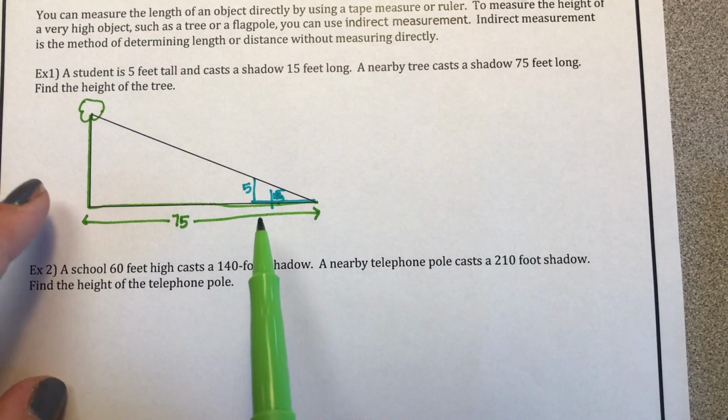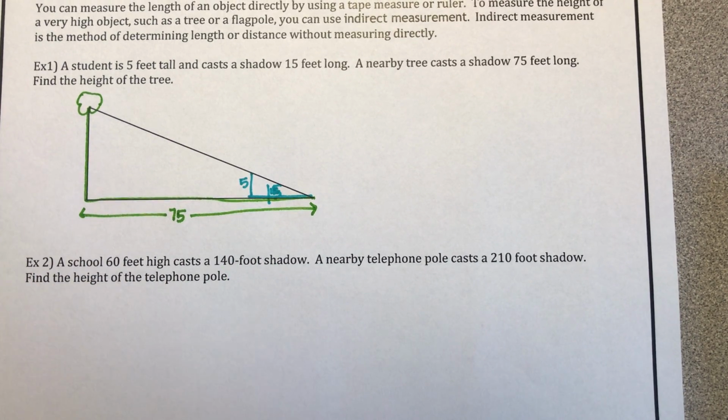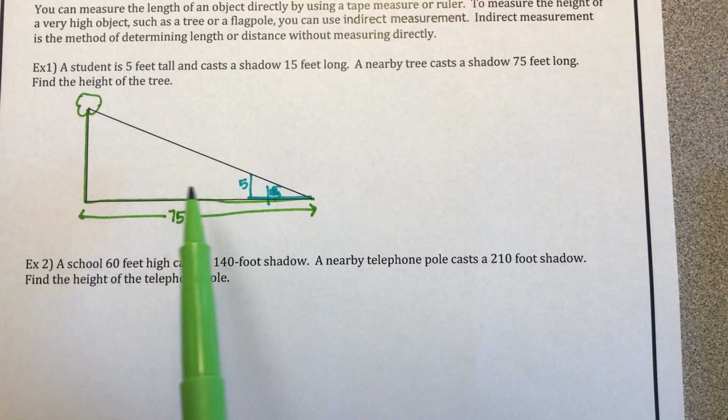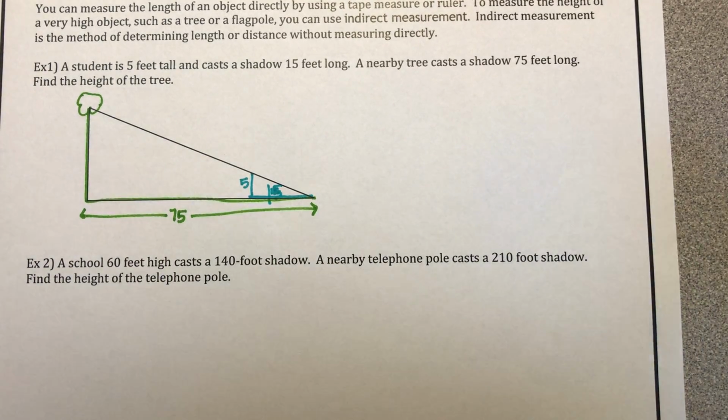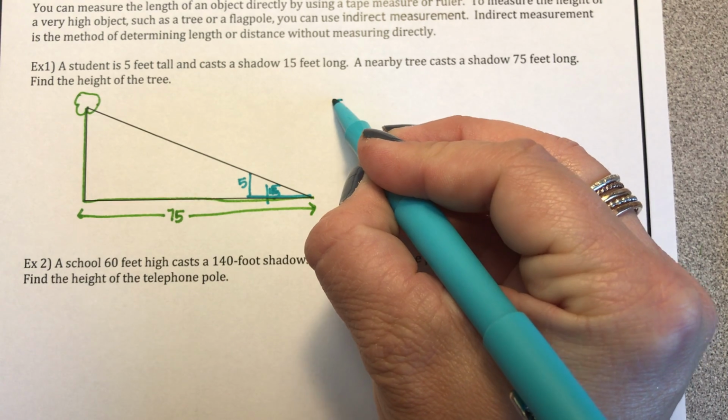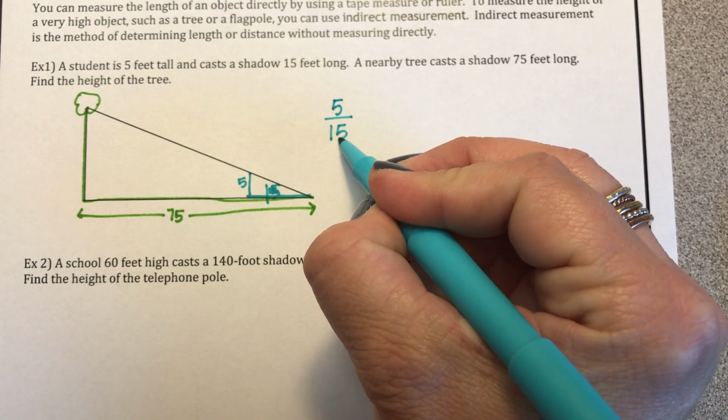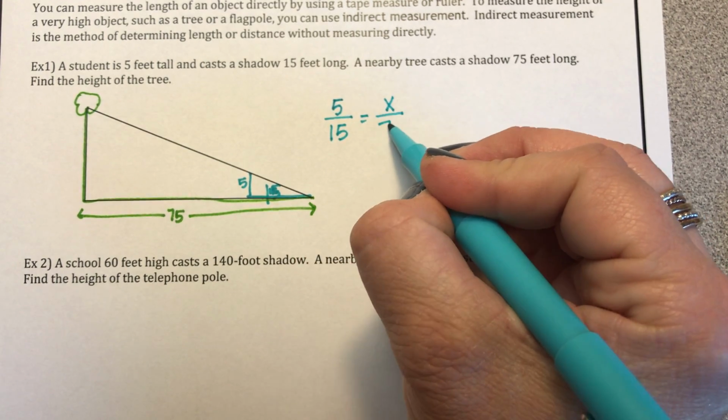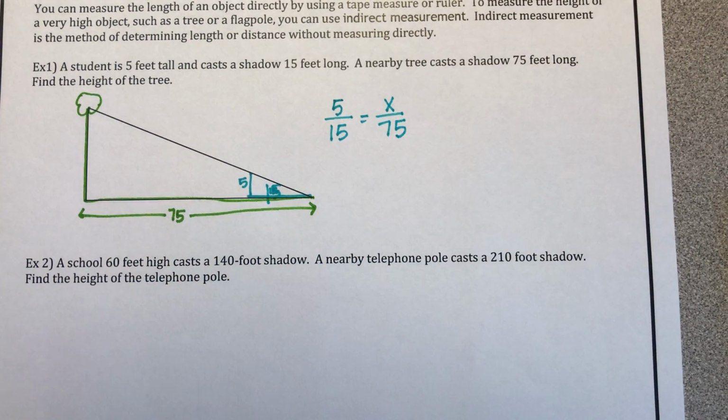So essentially we've created these two similar triangles. We're assuming that the person and the tree are standing at the same angle, which for all intents and purposes in this chapter they are. And now we can set up a proportion of similar figures. We have this smaller triangle and this larger triangle. So I can say, for example, the height of the person over their shadow equals the height of the tree over its shadow. So 5 over 15 equals x over 75.